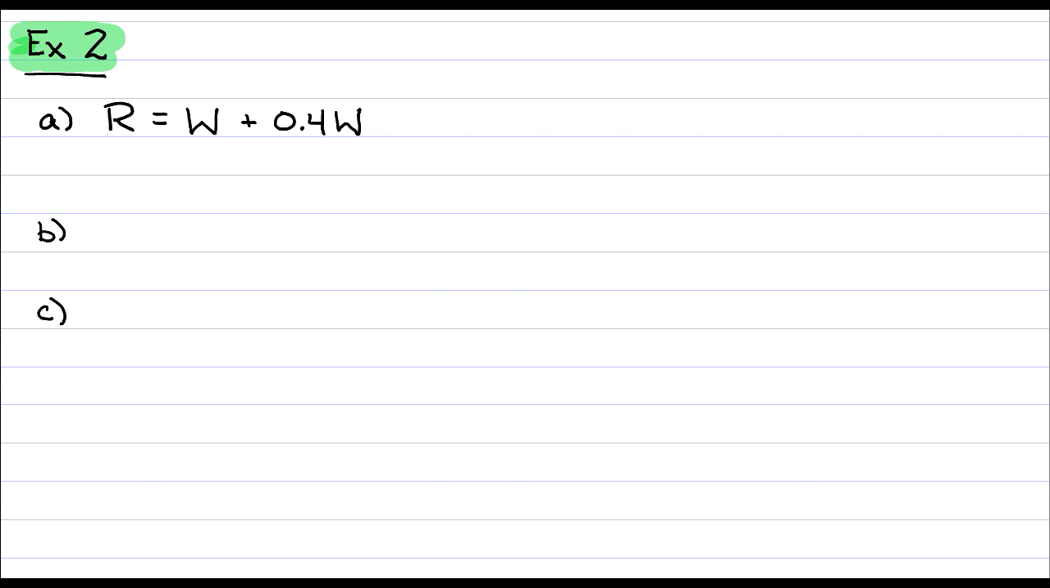So what we have here is an equation that describes the relationship between W and R, which is exactly what we were asked for, but we can simplify this a little bit. To see that, notice that this first W is really 1 times W. There's sort of a hidden 1 there. And if you think about that, then on the right-hand side of this equation, we can factor a W out and be left with 1.4 times W. So in other words, we can reduce this to R equals 1.4 times W, which is going to be our simplified answer.